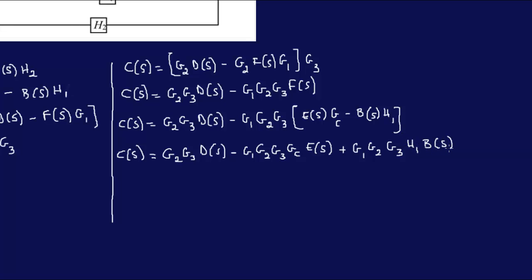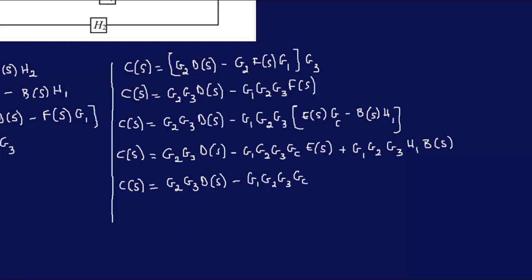B of S. So I did my expansion. I can go ahead and replace my E of S and then B of S once again. So C of S is equal to G2 G3 D of S minus G1 G2 G3 GC.